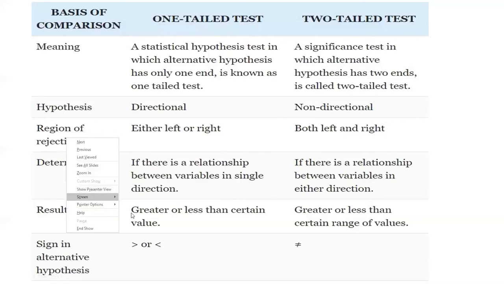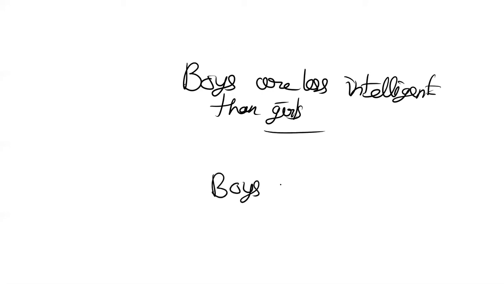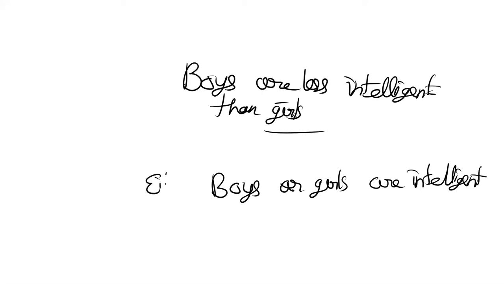Now, if you still have any confusion, let me remove it. Boys are less intelligent than girls. Now here people will say, what kind of joke is this, you always give preference to girls, but this is the real truth. Boys are also intelligent, but here I will write that either boys or girls are intelligent.